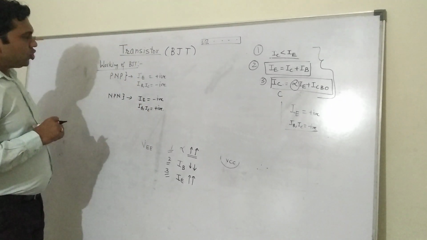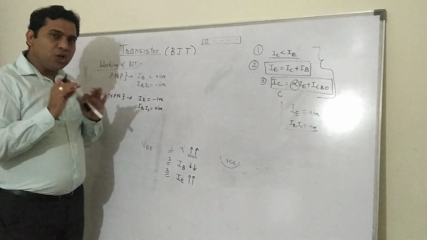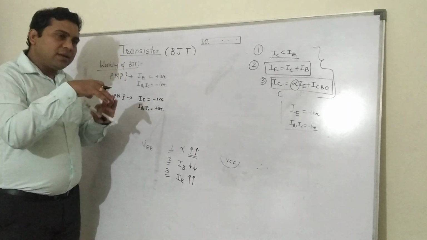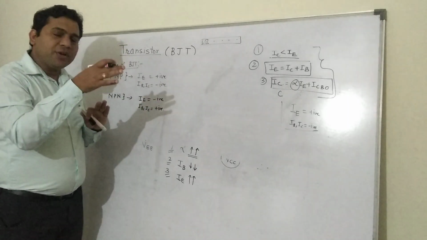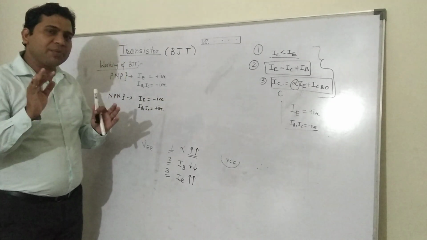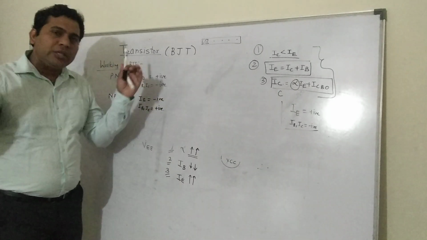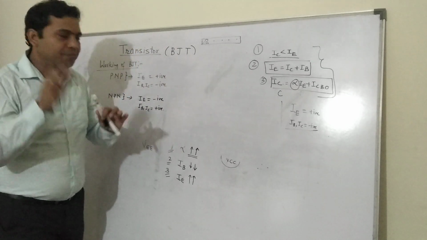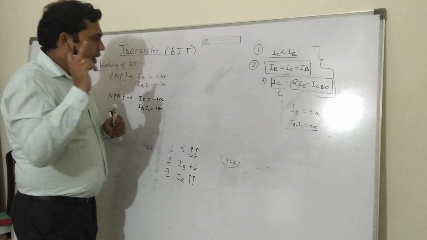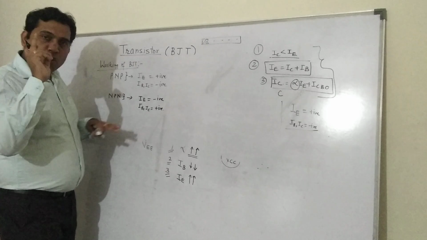Okay. So whenever now we will draw the transistor, we will not draw that IB is entering into the transistor or IB is leaving from the transistor. We will show that all the currents are entering into the transistor. Okay, one more thing before this is very important.